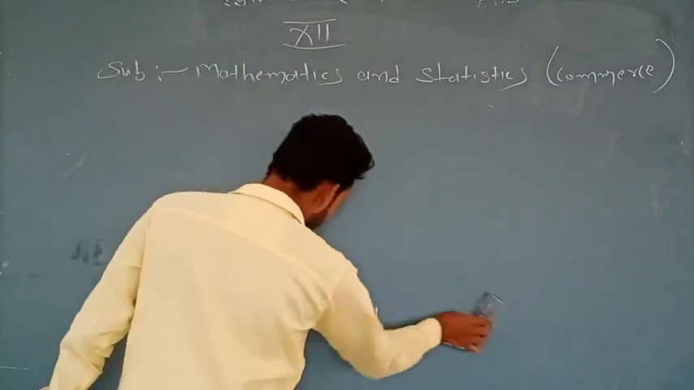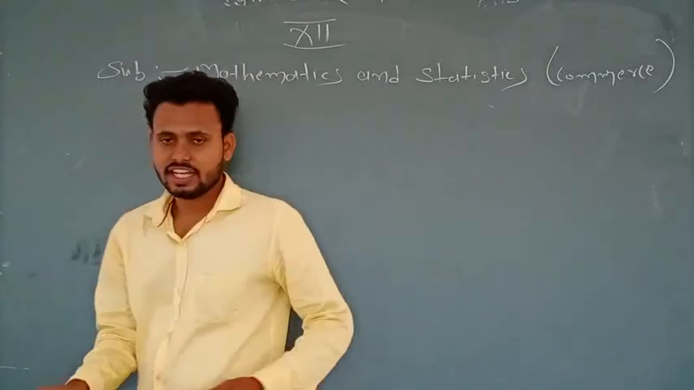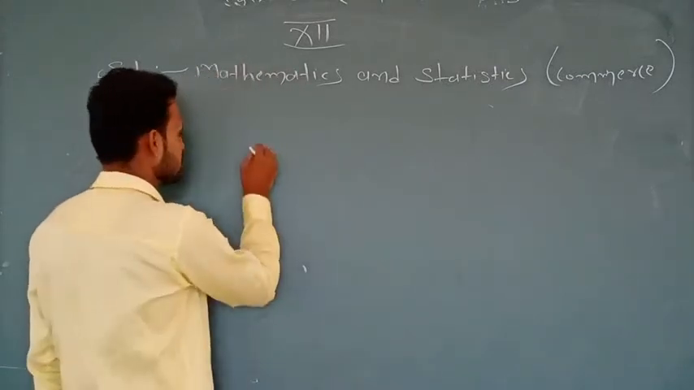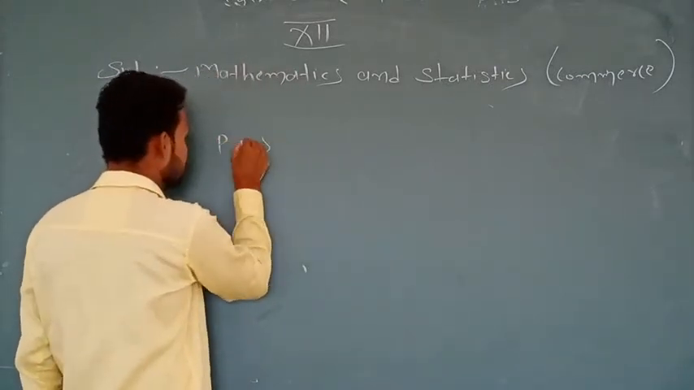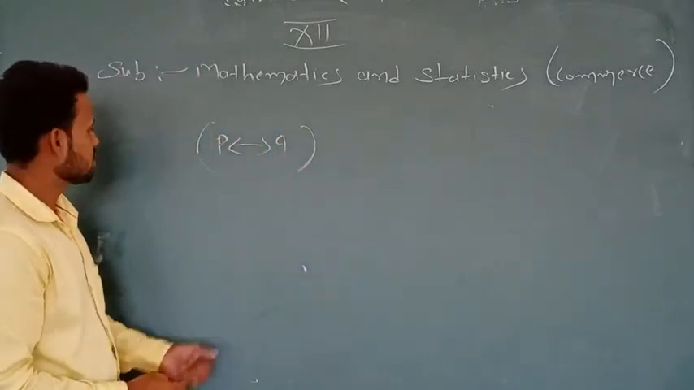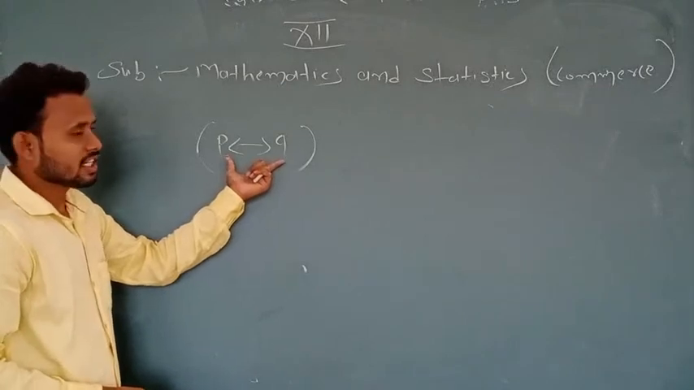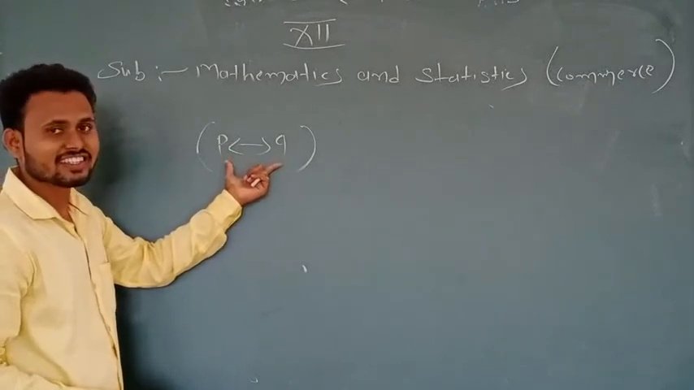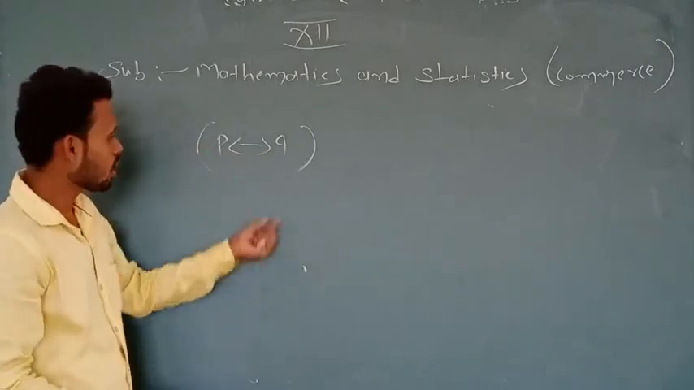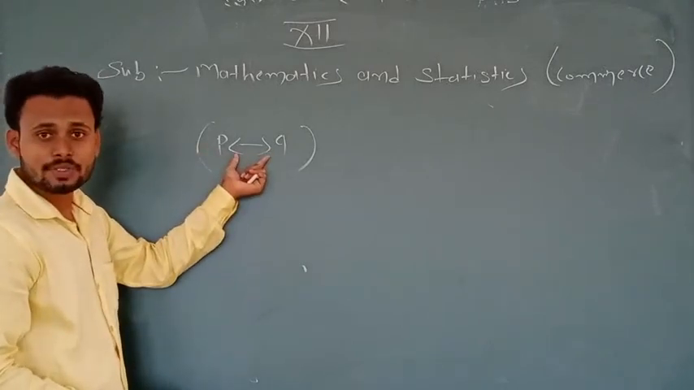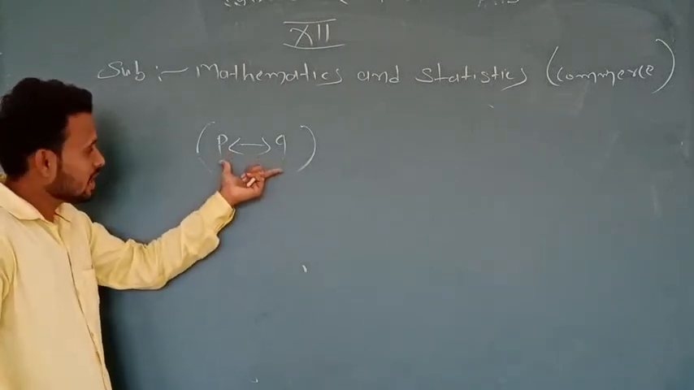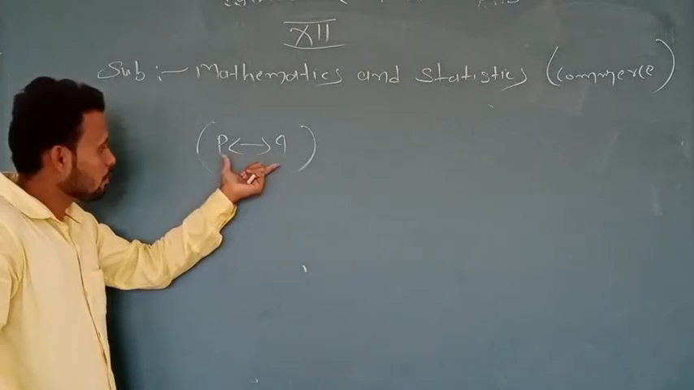Now the next one is the negation of a biconditional statement, or double implication. This is P double implication Q. It is a biconditional statement of two simple statements, or double implication of two simple statements, or simply we call it a biconditional statement of two simple statements.